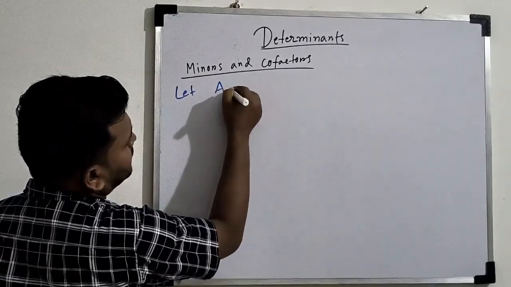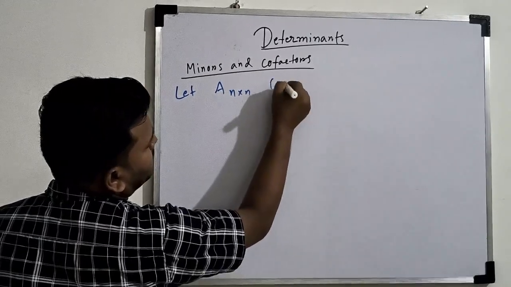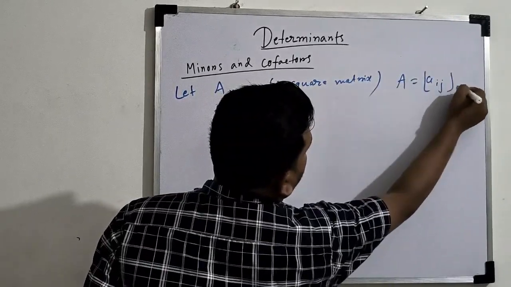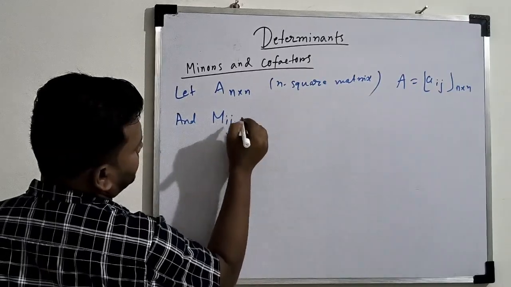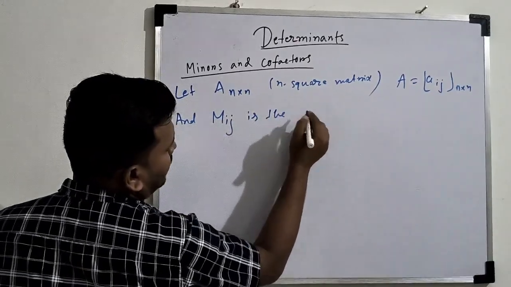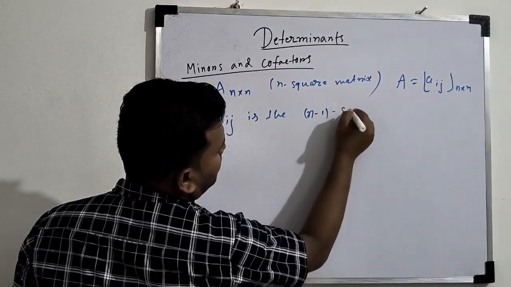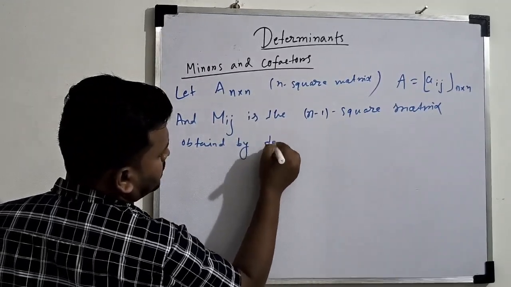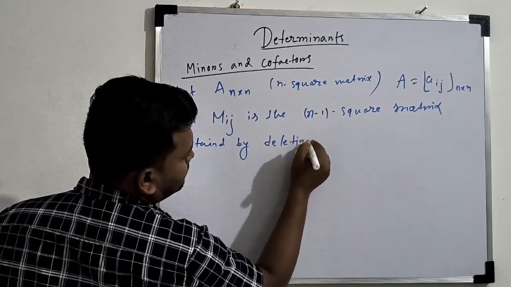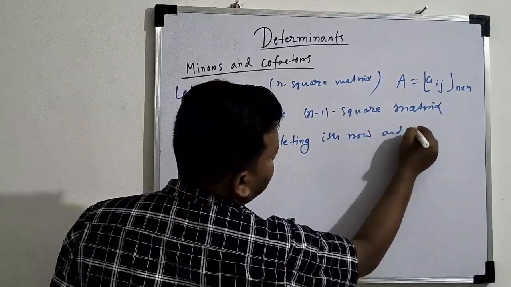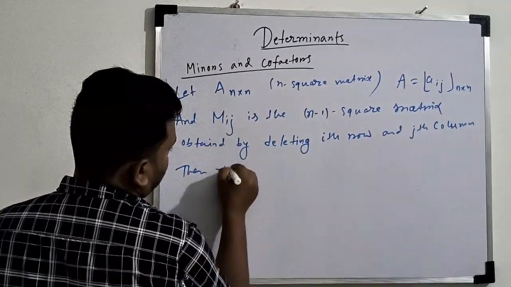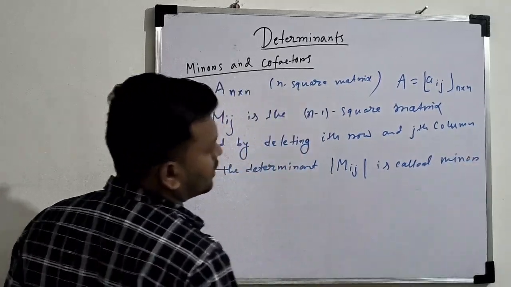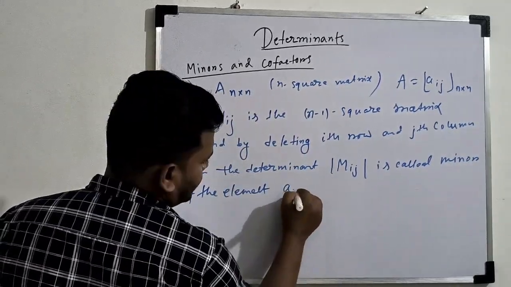Let A be an n cross n, that is, an n square matrix. You can write it as a_ij, n cross n, and M_ij is the n minus 1 square matrix obtained by deleting the ith row and jth column. Then the determinant of M_ij is called the minor of the element a_ij of A.